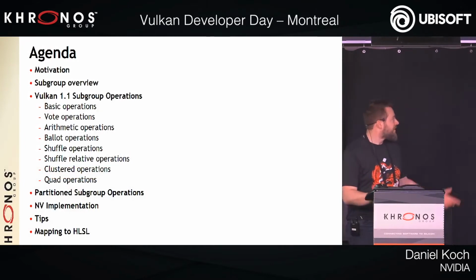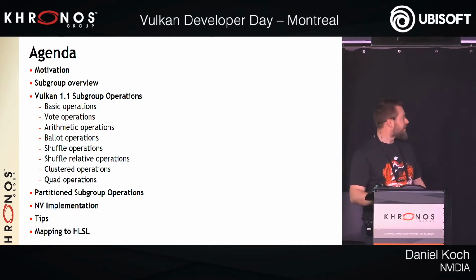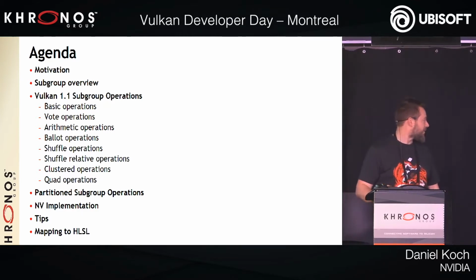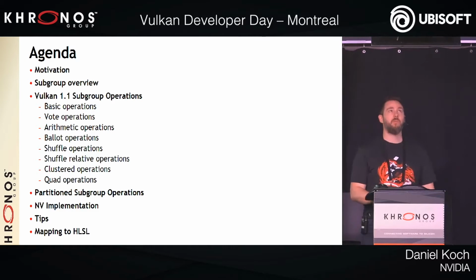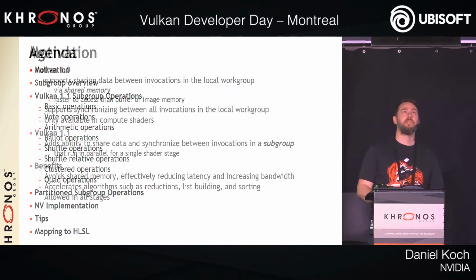I'm going to give you a bit of motivation for what subgroups are, or why you want to use them, give you an overview of how they work in Vulkan, and then go into a deep dive on the various types of operations and how they work. Then I'll go into an extended version, partitioned subgroups, that are available on NVIDIA, talk some more details about the NVIDIA implementation, and give you some tips. And if you're used to HLSL, I'll explain how these map to the Vulkan ones.